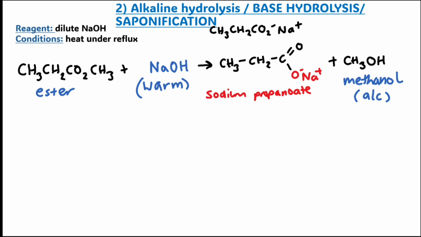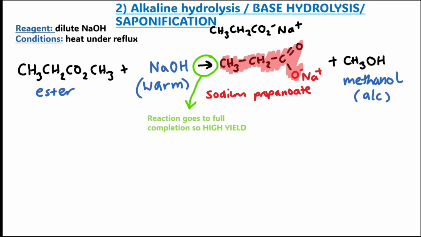Sodium hydroxide conditions must be warm sodium hydroxide. And as you can see, this arrow is a single arrow. It is not 2 arrows, it is not 3 arrows, it is not 5 arrows. It is 1 arrow, okay? 1 arrow, guys. Which means it went to full completion, which means high yield, which means more money for us. So that's very good. Very simple.